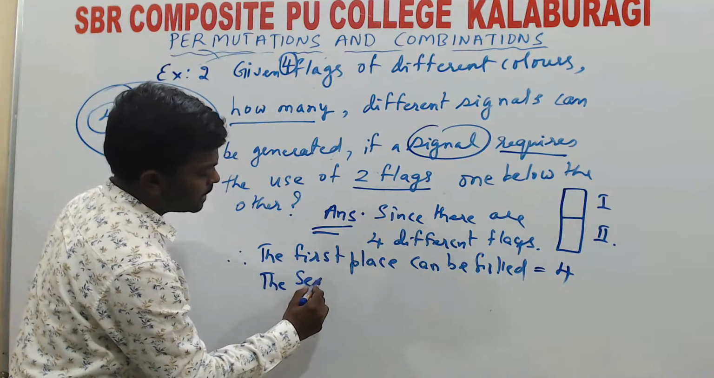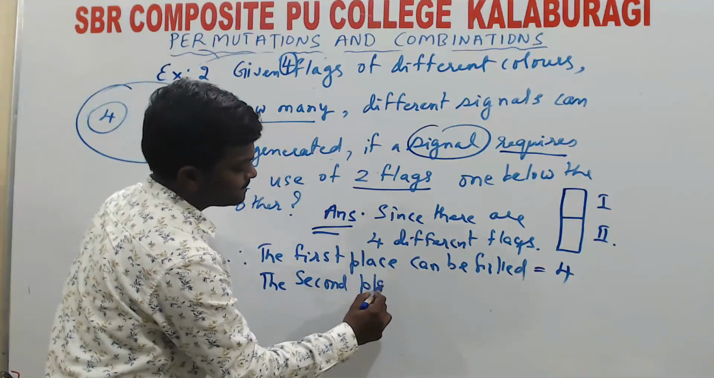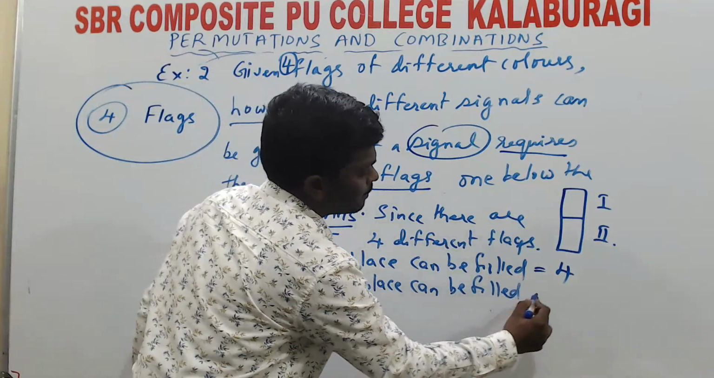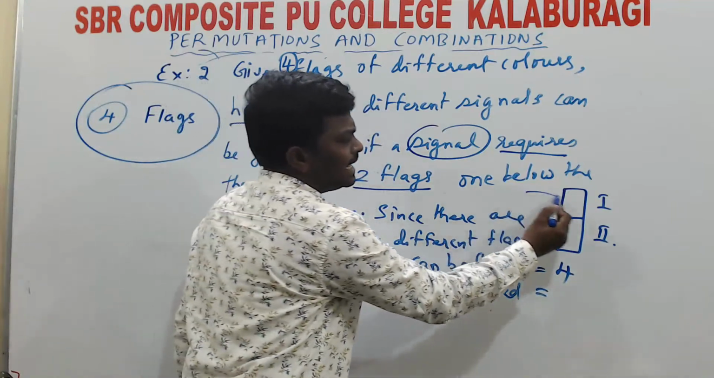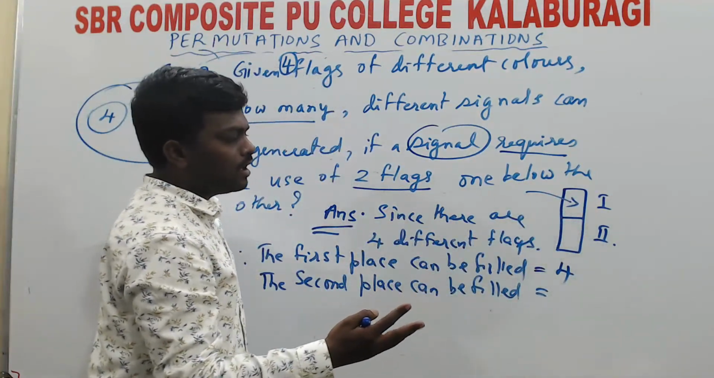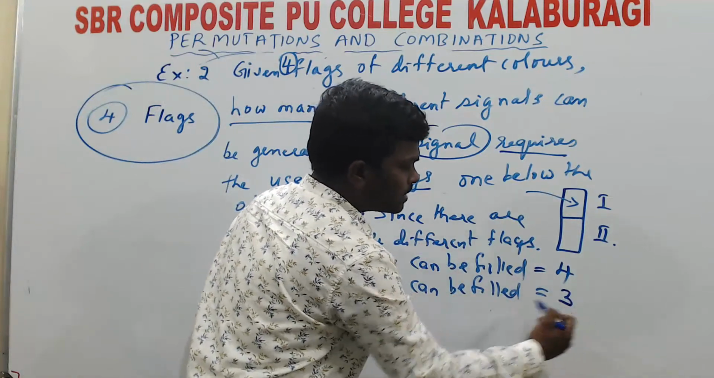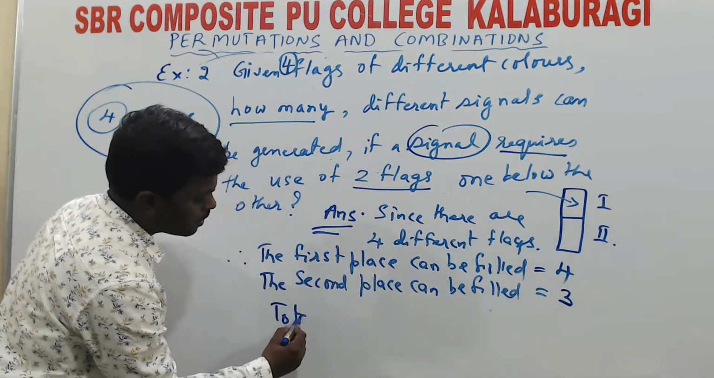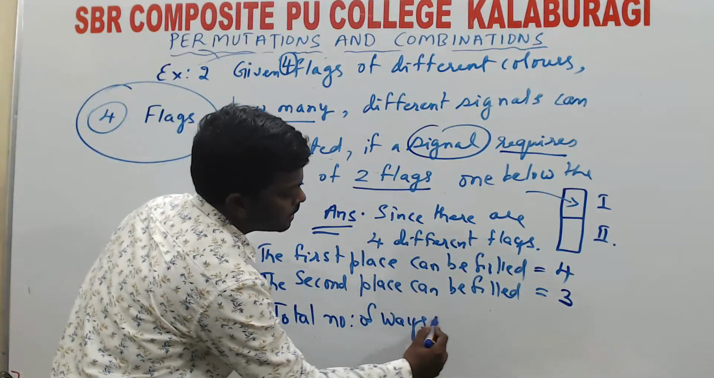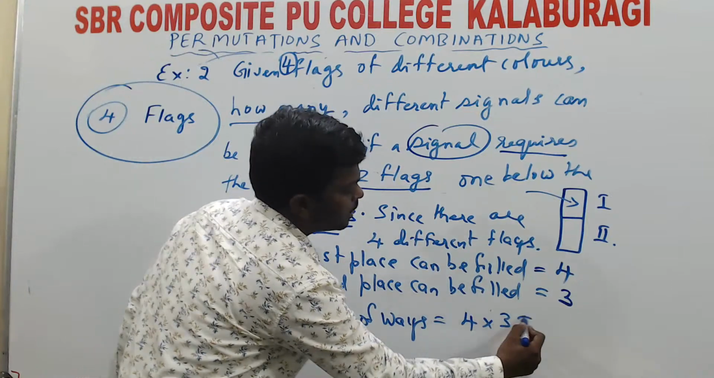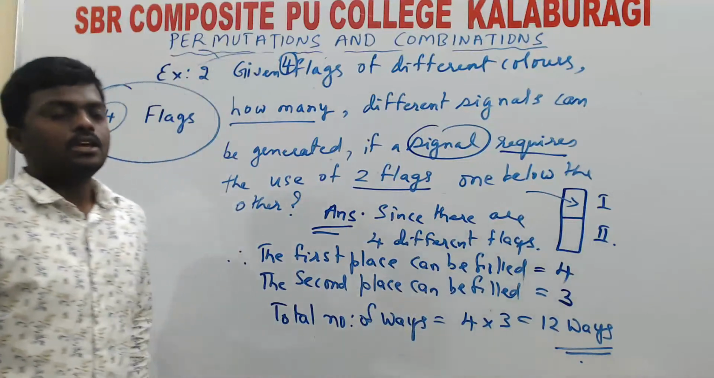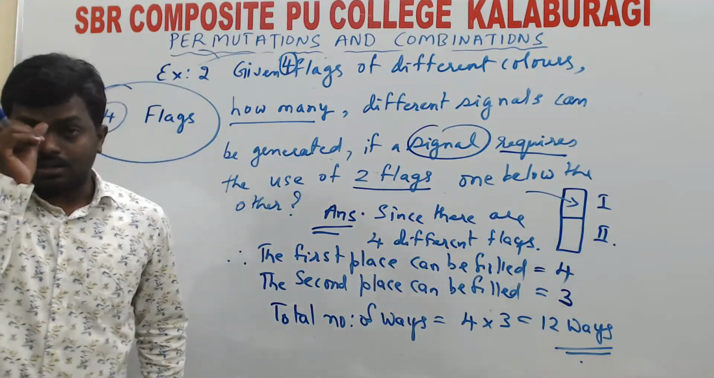Now the second place can be filled in. Now any one among the four has gone into the first place, so how many are left? Three. Now the event is over. So therefore the total number of ways is equal to 4 into 3, which is equal to 12 ways. Okay, so this is the answer for the second one.